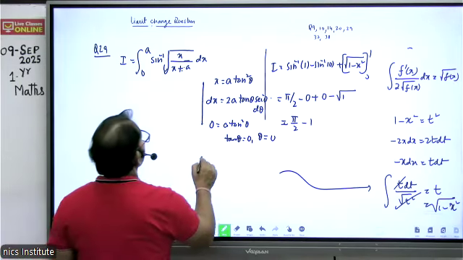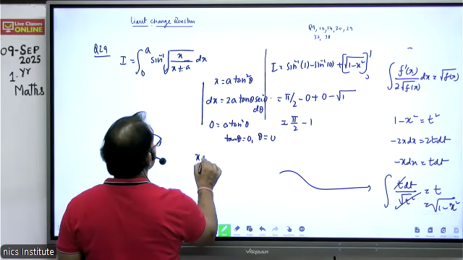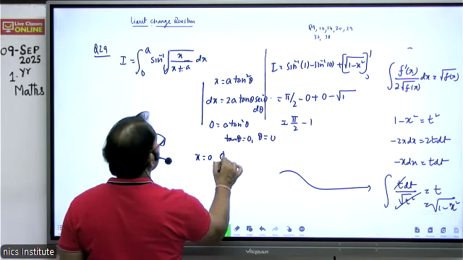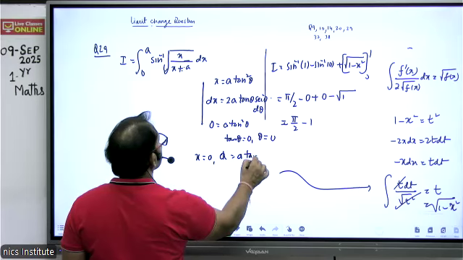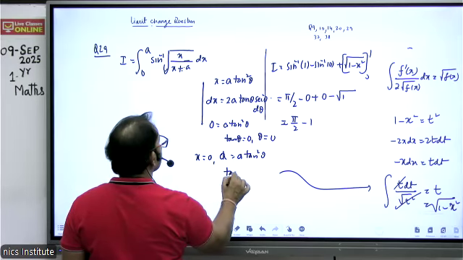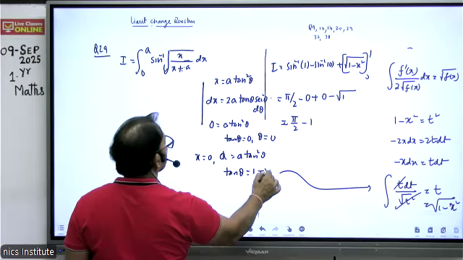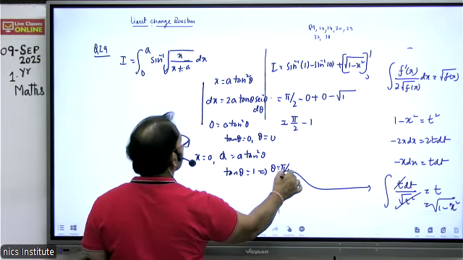And when you substitute x as a, what will come? a is equal to a tan square theta. So tan theta is 1. Theta is pi by 4.